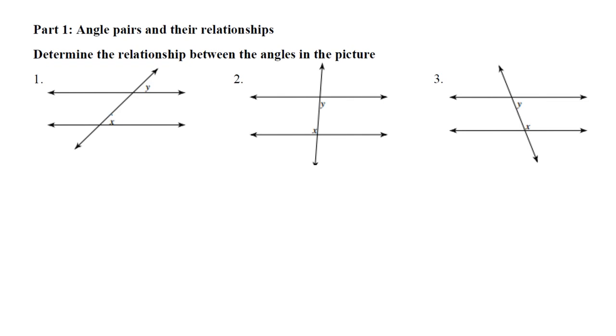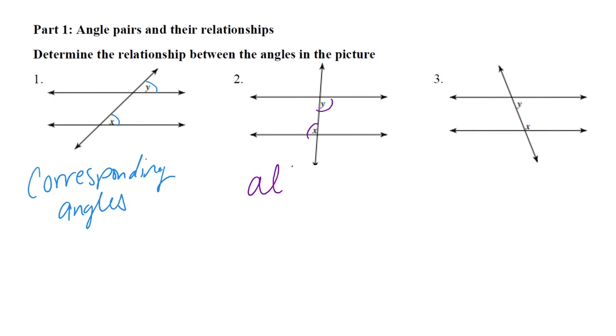Here on number 1, you see that they are in the same location on both intersections, so these are corresponding angles. Number 2, you see that they are between the parallel lines, one on each side of that transversal. So this is alternate interior angles.